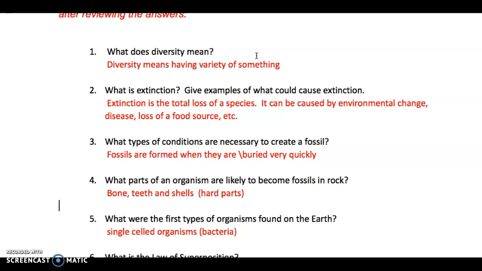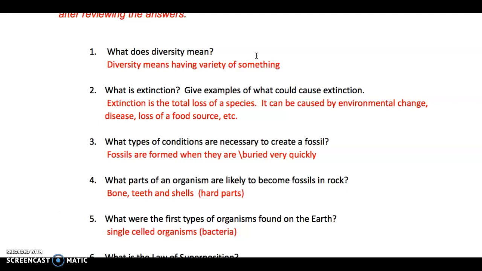Okay, number two, what is extinction? Give examples of what could cause extinction. You should have had that extinction is just the total loss of a species, and it can be caused by things like environmental change, disease, loss of food source, etc. We had conversations about that when we were all still sitting back together in the class, so hopefully you remember that.